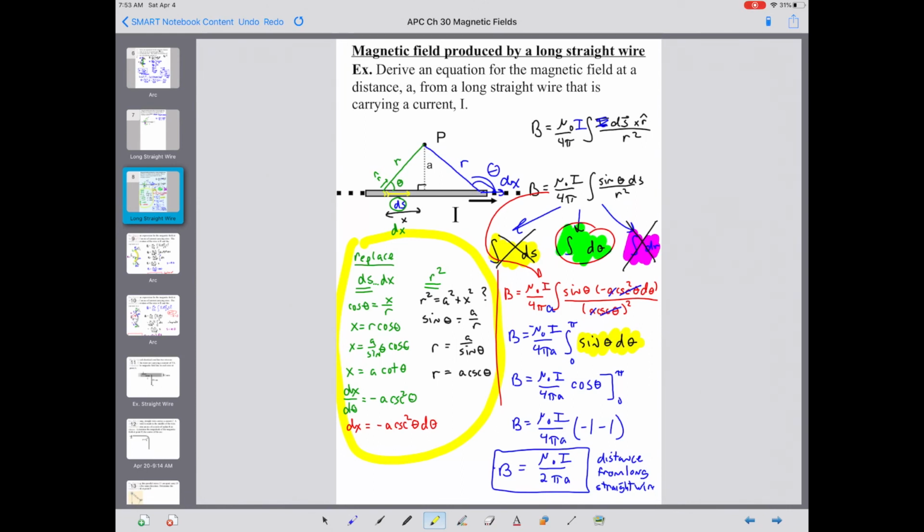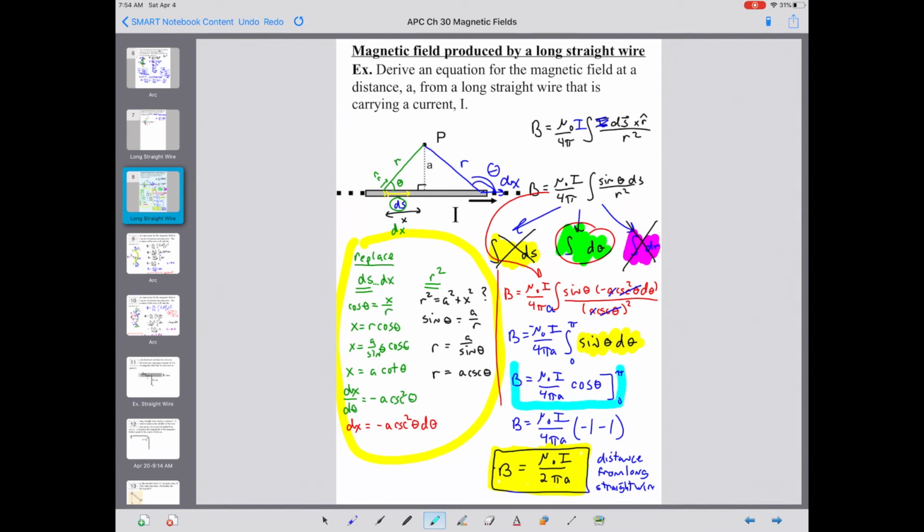We get our endpoints there from 0 to pi, and we plug in values, and we get our overall equation down here. I'll color because coloring is fun. There's our equation. B is equal to mu naught I over 2 pi a, and this is a distance a from a long straight wire. So then the question comes up, what if it's straight, but it's not infinitely long? What if it has discrete endpoints to it? Well, we can pick up with the idea here and deal with that.